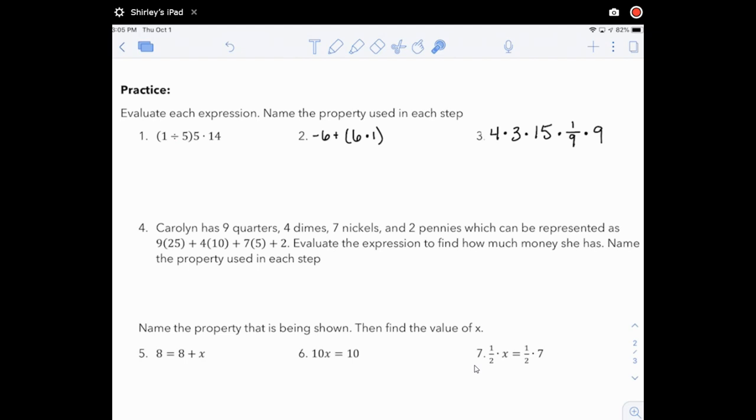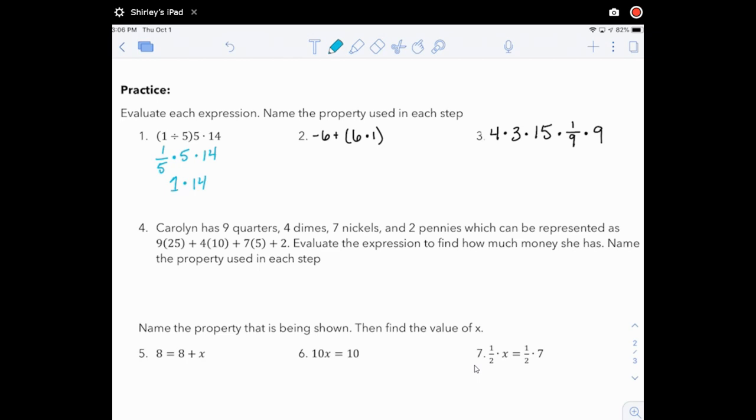So I'm going to step away from my normal routine, and I'm going to think and notice, well, if I look at this whole piece all together, I notice a pair of multiplicative inverses. So 1 divided by 5 is the same thing as 1/5, and it's being multiplied by 5, and then by 14. So right away, I notice that I have 1/5 times 5. I know that if I multiply those together, I'm always going to get 1. So now I have 1 times 14.